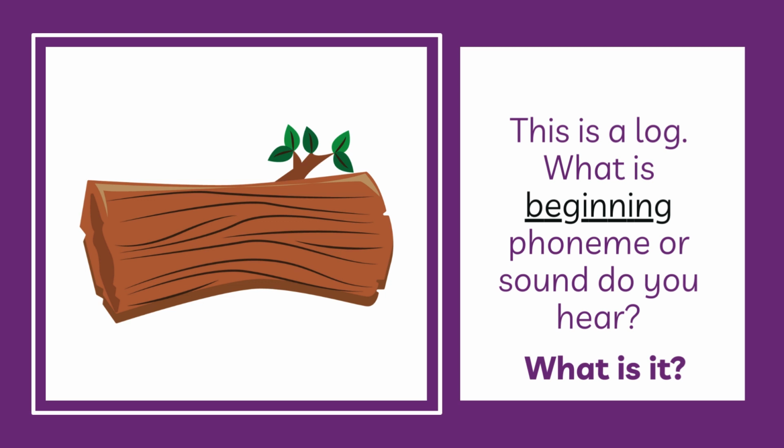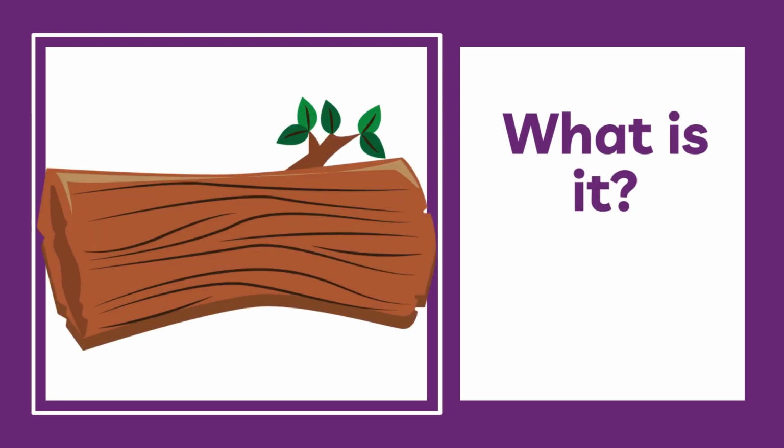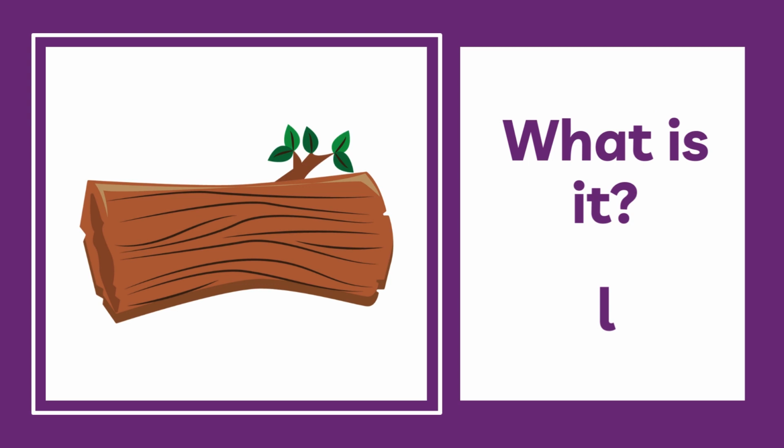Let's do it. First shoulder is L. Elbow, R. Finger, G. One more time. Shoulder, L. Elbow, R. Fingers, G. So what is the first sound do you hear? What's the beginning sound do you hear? What is it? If you say L, you are absolutely correct.